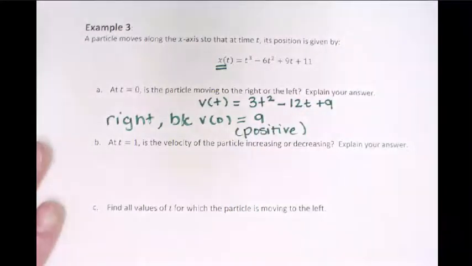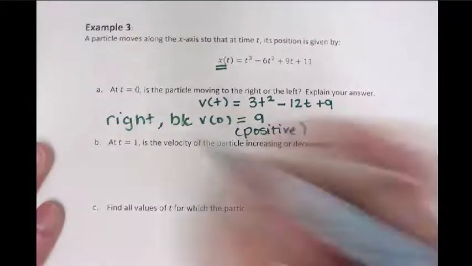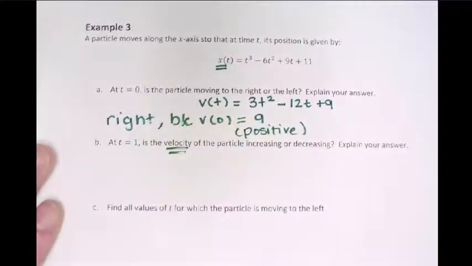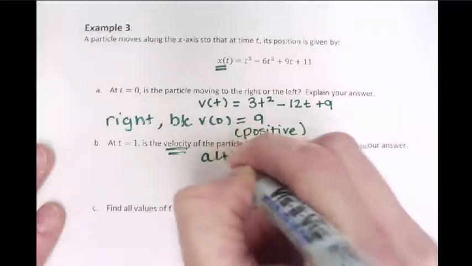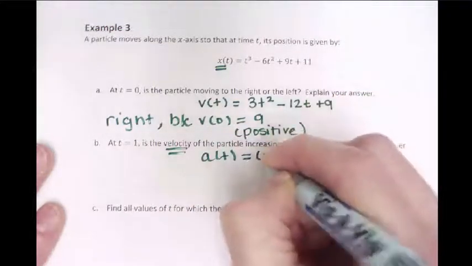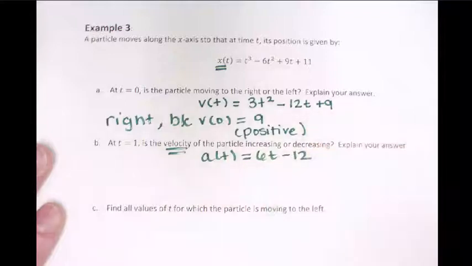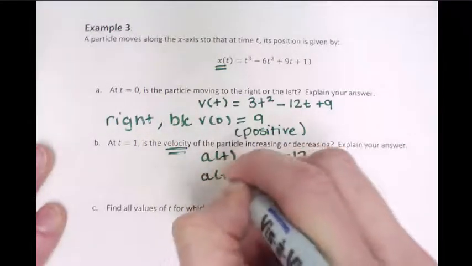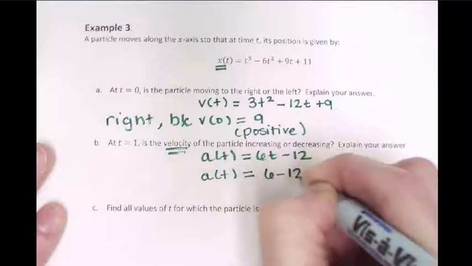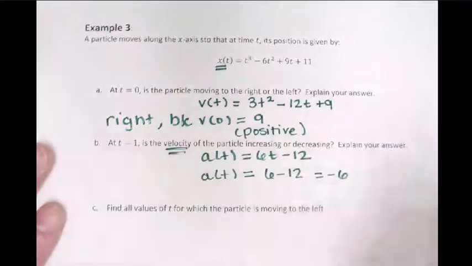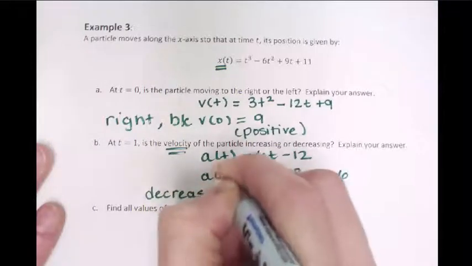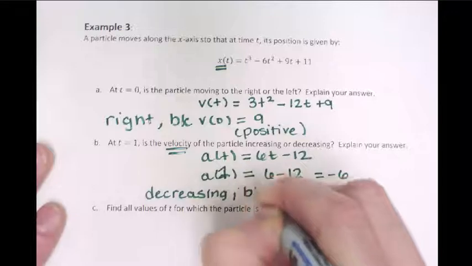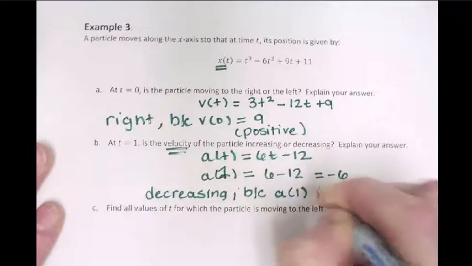Okay, at time 1, is the velocity increasing or decreasing? If the velocity is increasing or decreasing, we need to look at whether the acceleration is positive or negative. So we need the second derivative. We take the derivative again, which gives me 6t minus 12. So at 1, what is the acceleration? If I plug in a 1, I get 6 minus 12, which is negative 6. So the velocity is decreasing because the acceleration, a of 1, is negative.